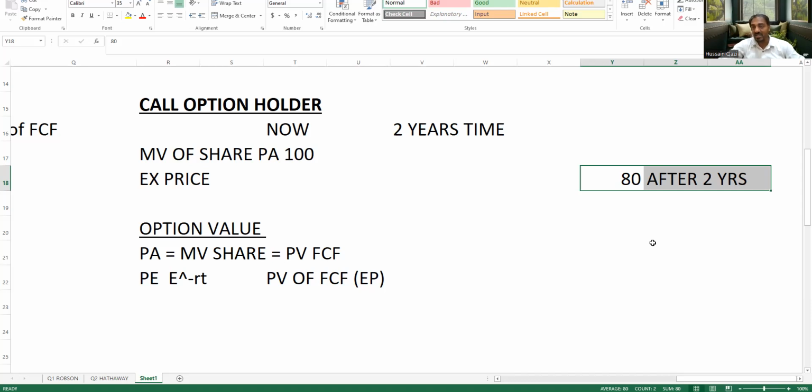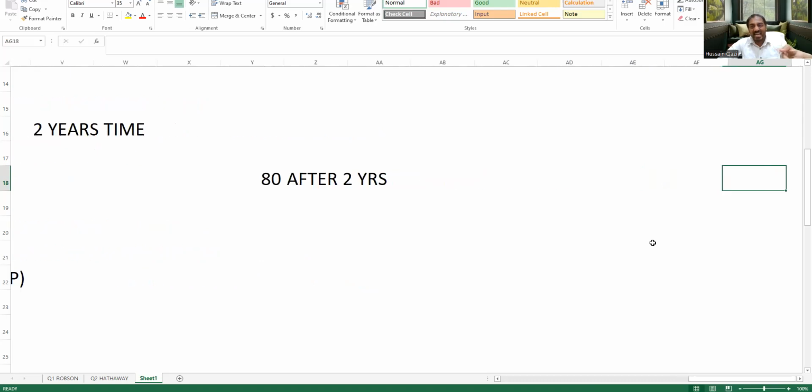But do remember that in the practical world, it may be possible that we, the option holder, have a right to exercise the option anywhere during 2 years. We have a freedom to exercise during the 2 years. So there is a difference between during the 2 years and exactly after 2 years.